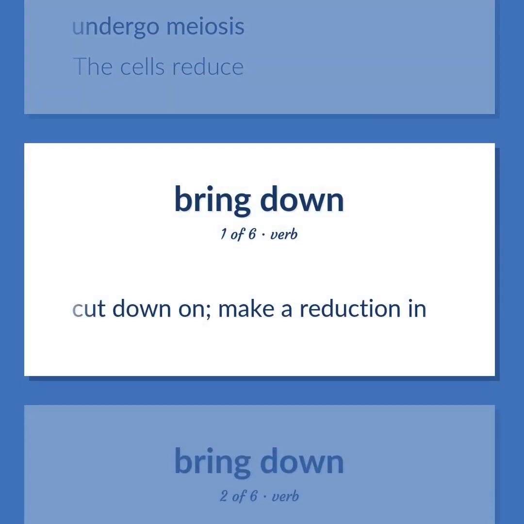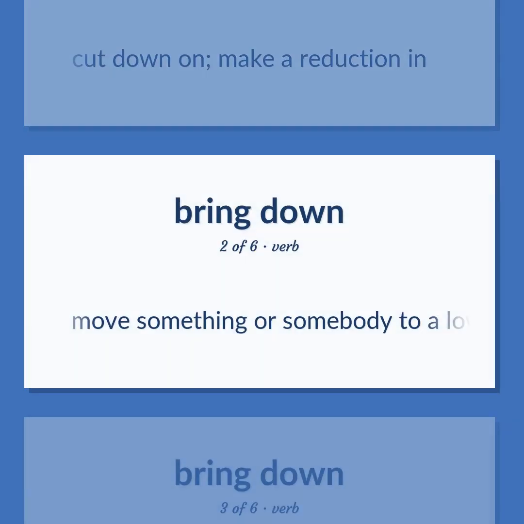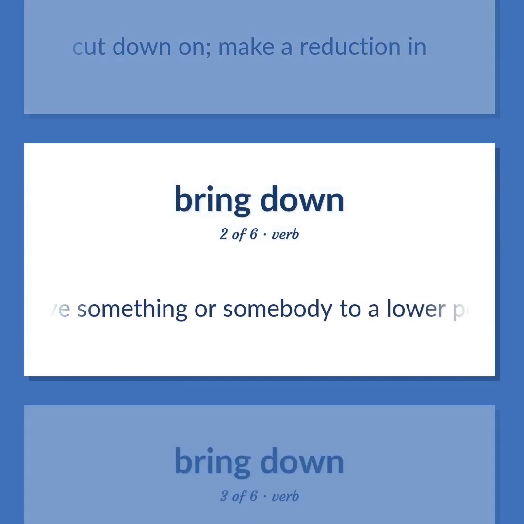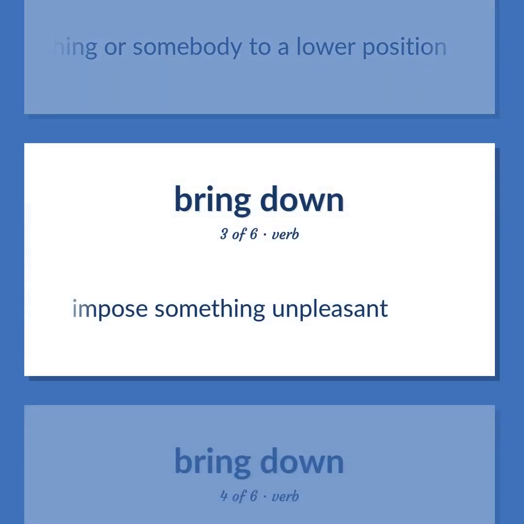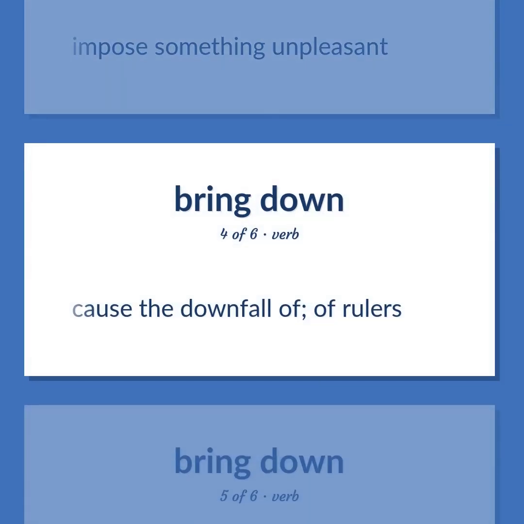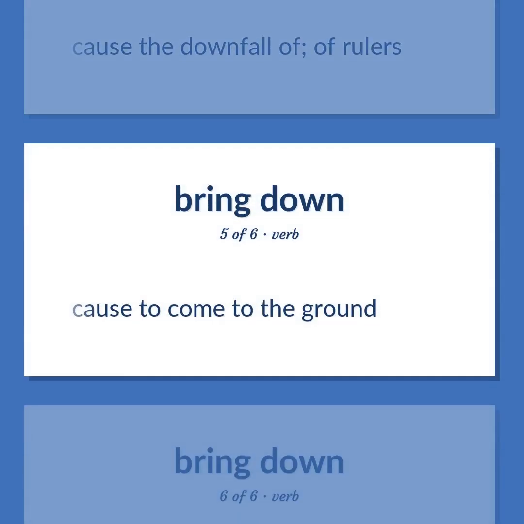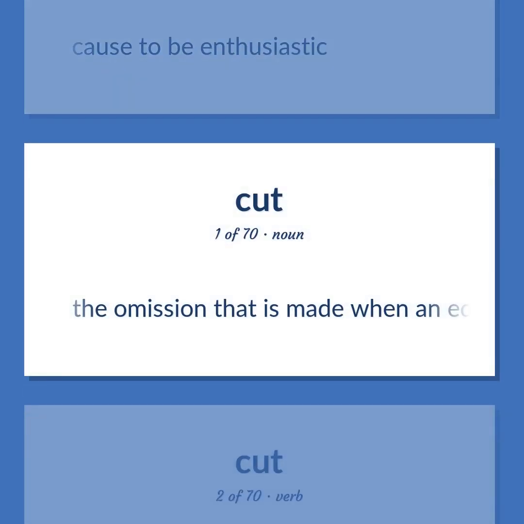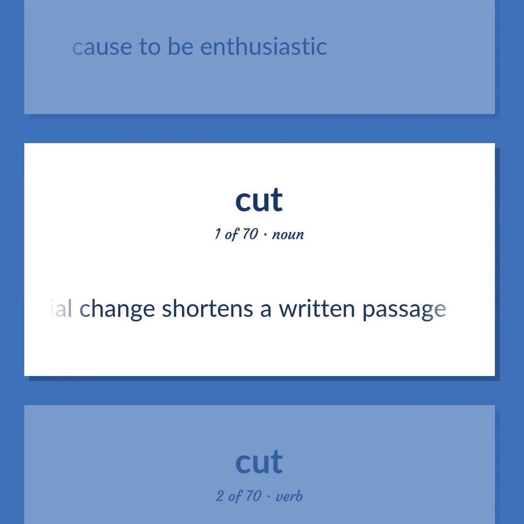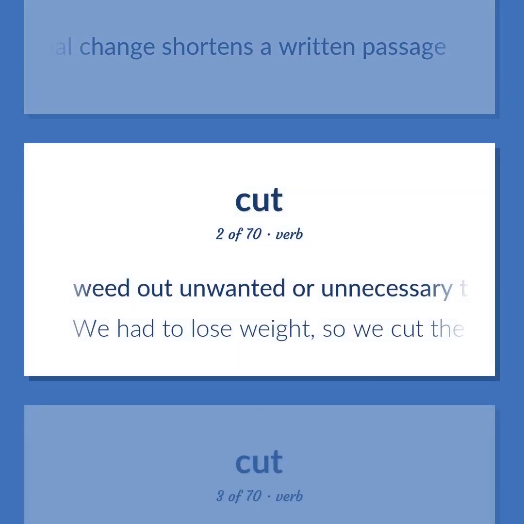Cut down on. Make a reduction in. Move something or somebody to a lower position. Impose something unpleasant. Cause the downfall of rulers. Cause to come to the ground. Cause to be enthusiastic. The omission that is made when an editorial change shortens a written passage. Weed out unwanted or unnecessary things.